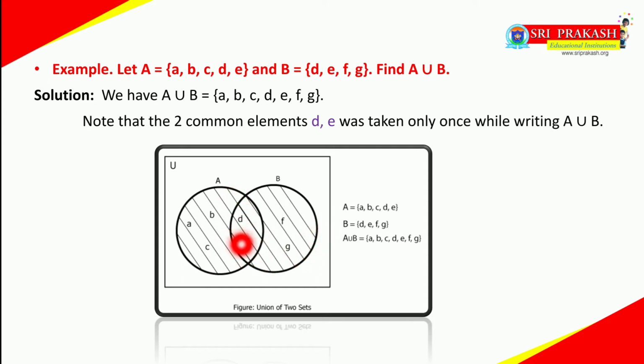Here D and E are common, that is why they are written here. These are the different elements of A, these are the different elements of B, and the final answer is A union B is equal to {A, B, C, D, E, F, G}.